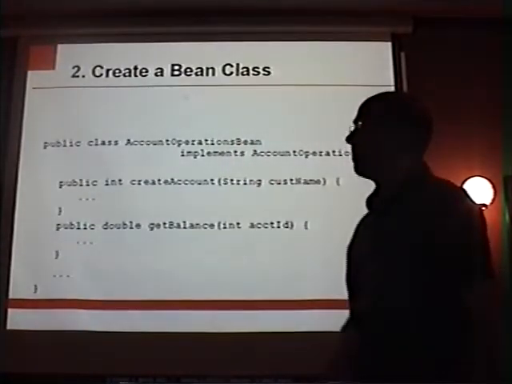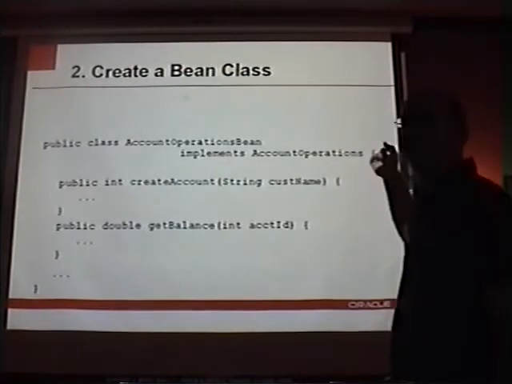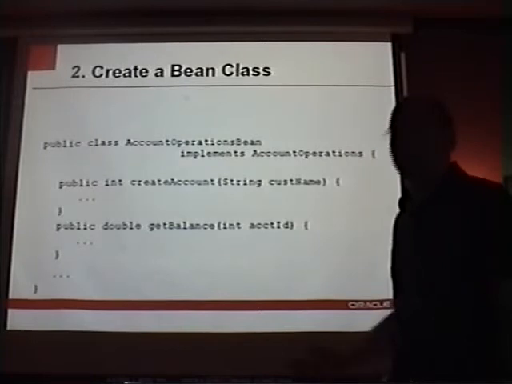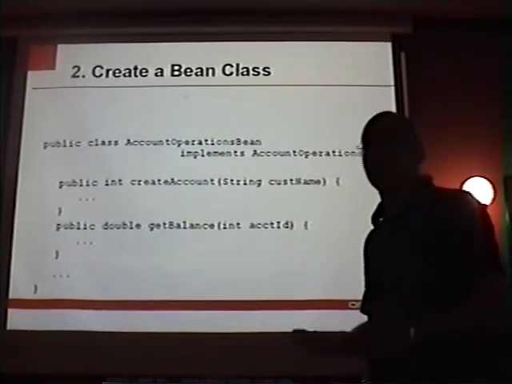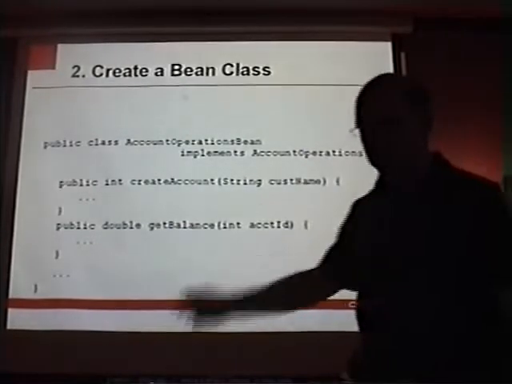The bean class, step 2. Well, all we do is we create a class implementation, we implement our business interface. Right? This is just regular Java. So far nothing should be weird or different. And then we implement all of our methods, and we'll show the implementations later.